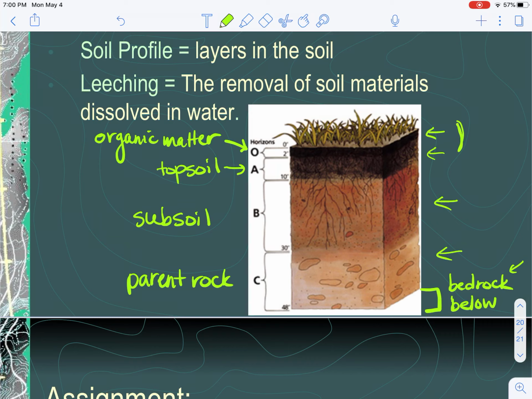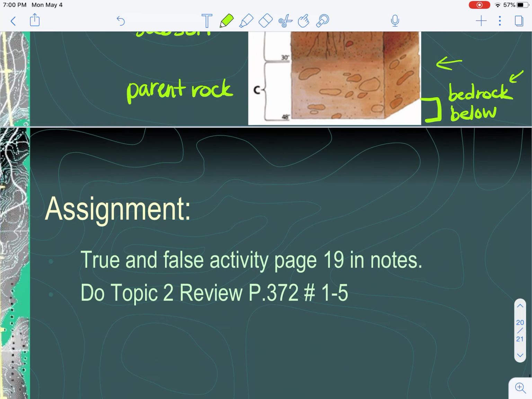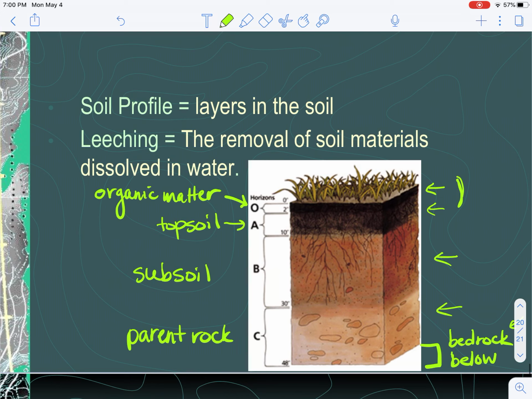And the word leaching is when water comes like rain and leaches out the organic matter out of the topsoil, and all the very useful nutrients are washed out of it. That's called leaching.